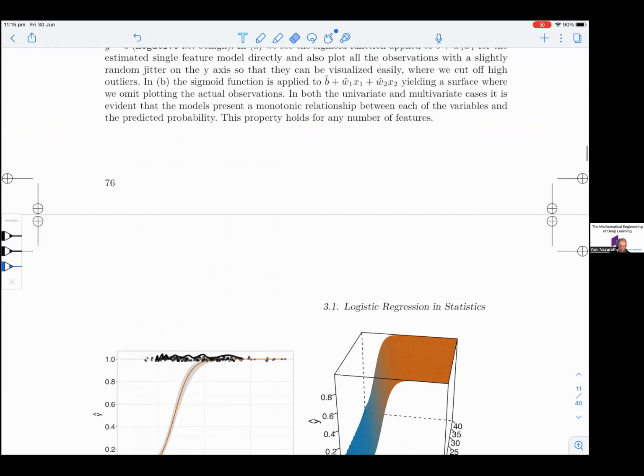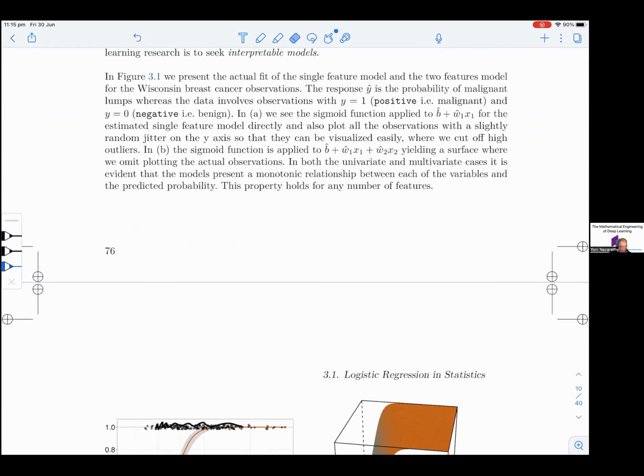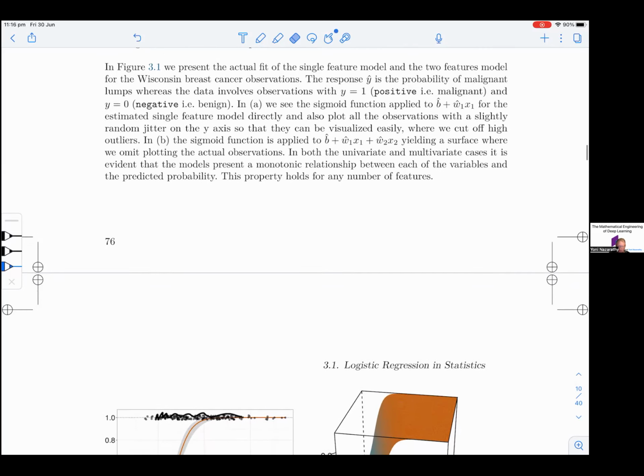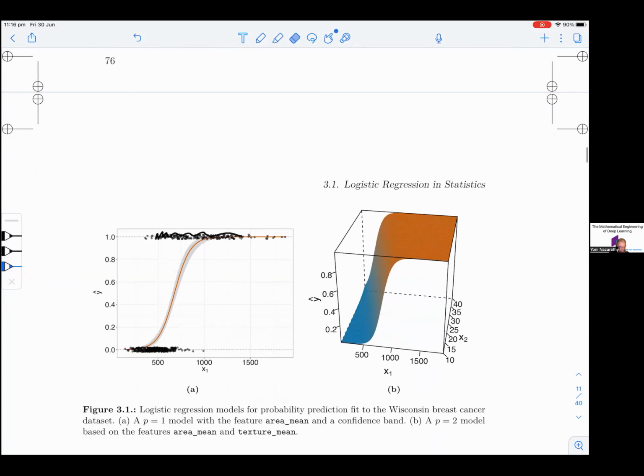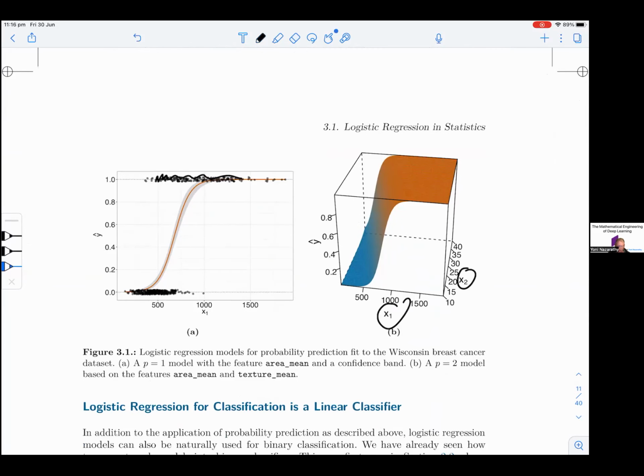In B, the sigmoid function is applied to this affine function with two inputs, x1 and x2, yielding a surface where we omit plotting the actual observations because it would be too messy. In both the univariate and multivariate cases, it is evident that models present monotonic relationships between each of the variables and the predicted probability. This property holds for any number of features. So here you've got your two features, and you've got your sigmoidal surface. And in A, we also do a confidence band, which is a byproduct of the model, but we don't discuss this further in this book.